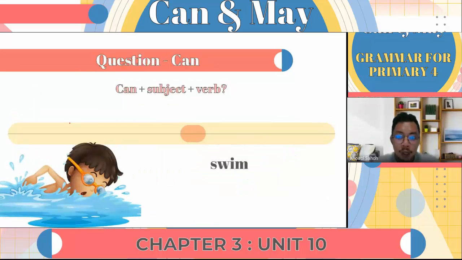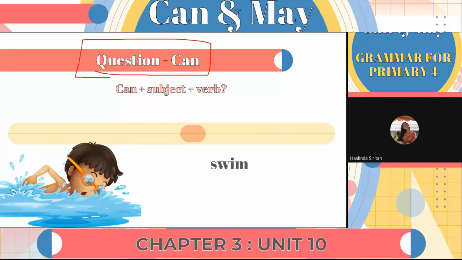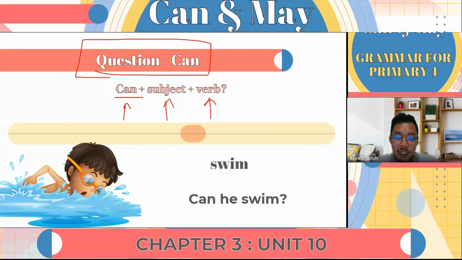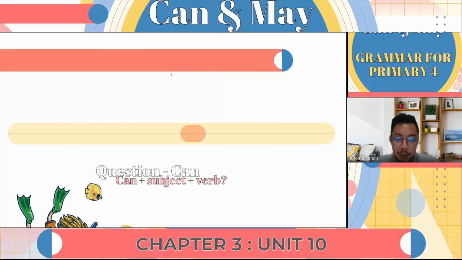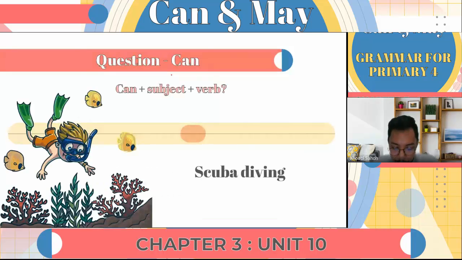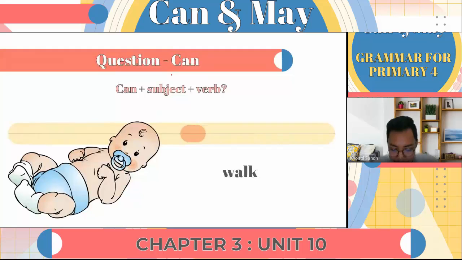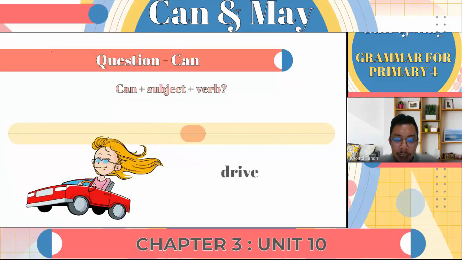Very good. Next one, question. If we want to make a question asking about ability, you have to structure the sentence like this. We start with can first, then subject and verb. Can you? Can he swim? Can he scuba dive? Can he walk? We must start with can first if it is a question.